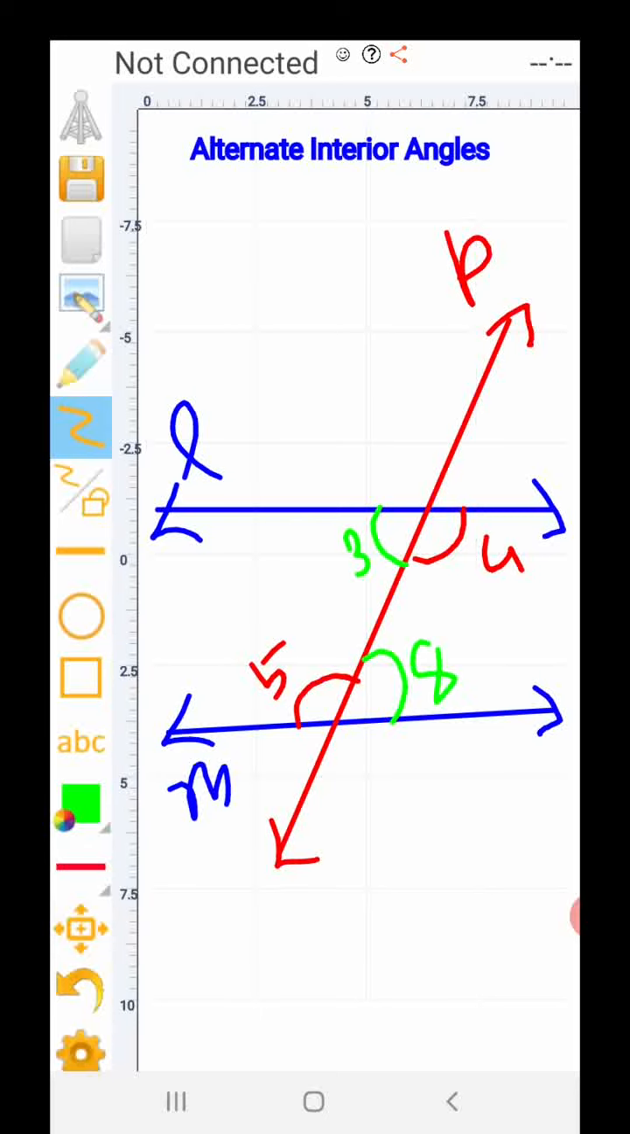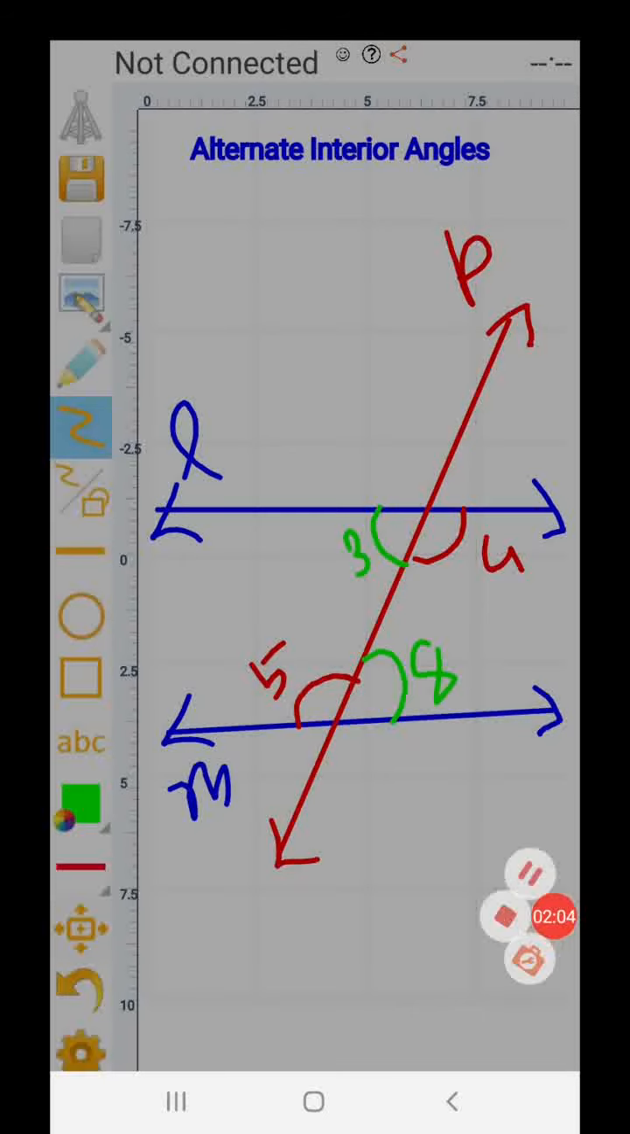That means 3, 4, 5, 8 all are interior angles, but we need the alternate interior angles. So alternate means 4 alternate 5, 3 alternate 8. So the pairs of alternate interior angles are 4 and 5, 3 and 8.